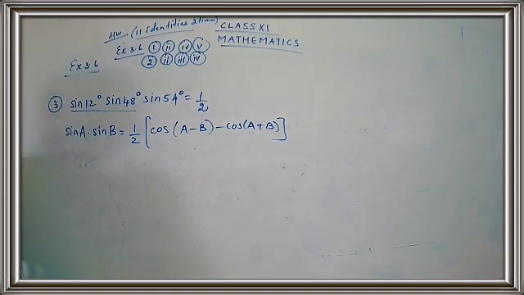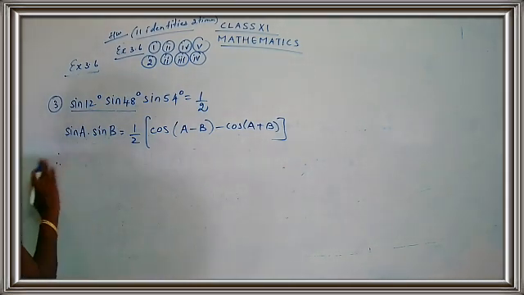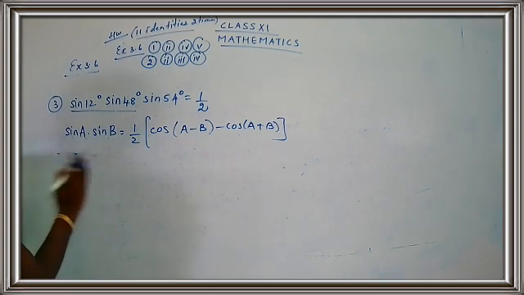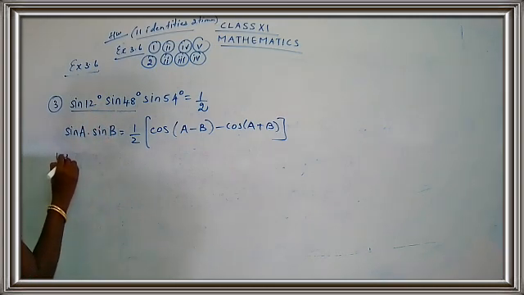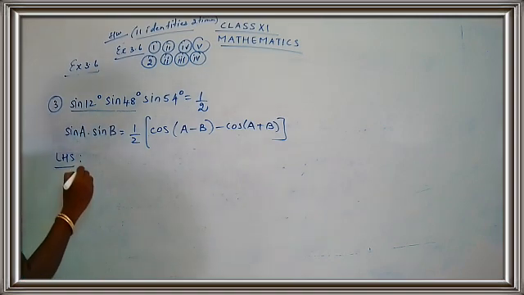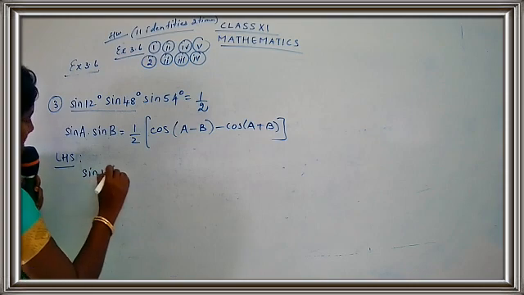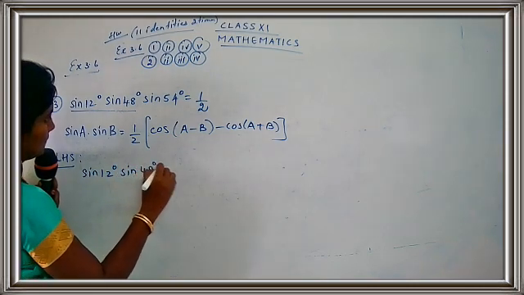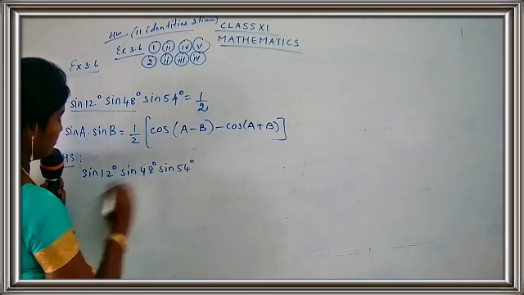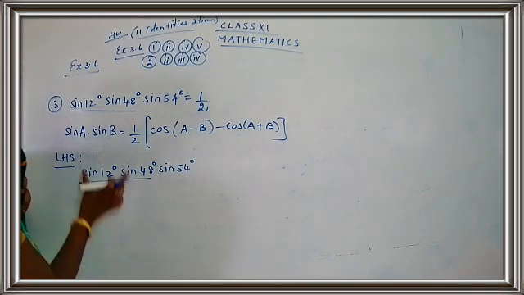Okay, now children, I am just going to use this formula for the first two angles, that is for 12 and 48. Let me apply the formula. Come on, children, I hope you can do the steps. So what do you get here? We'll just take the LHS. Write down therefore LHS. I'm going to apply this formula over here.